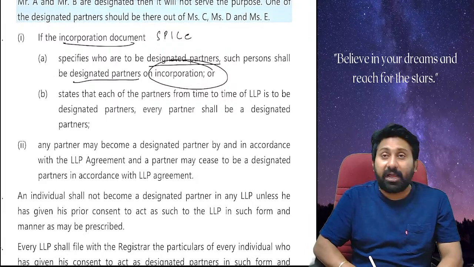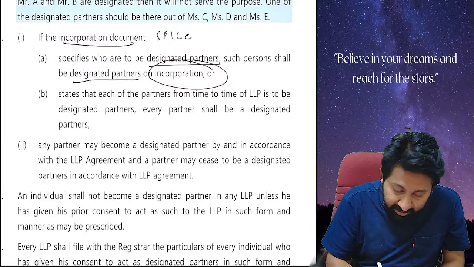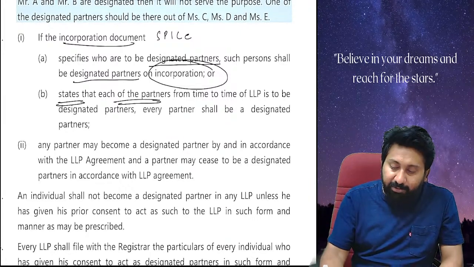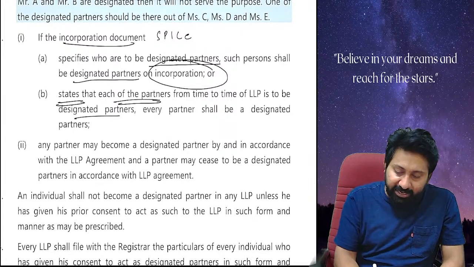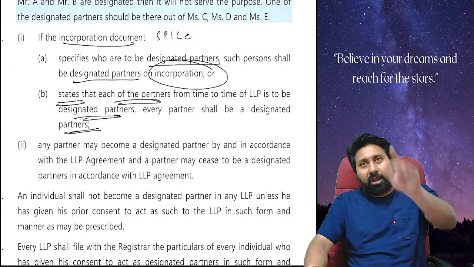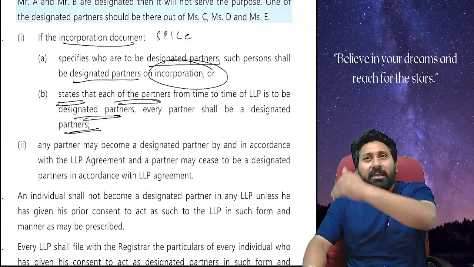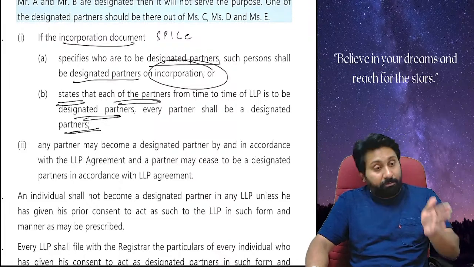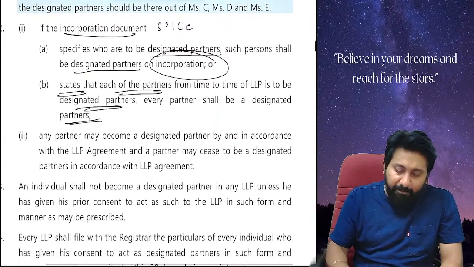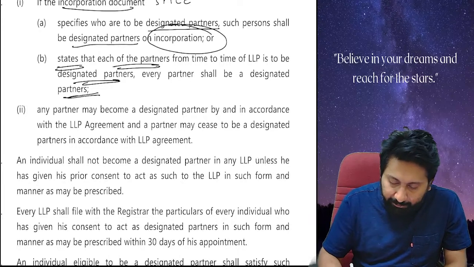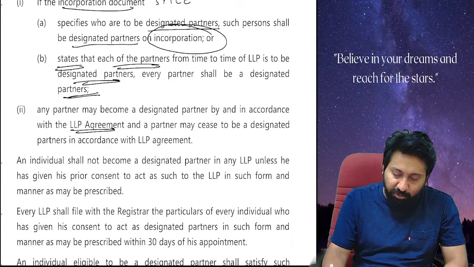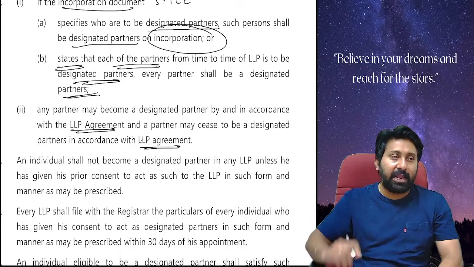Next, I didn't mention the names. If the incorporation document states that each of the partners from time to time of the LLP is to be a designated partner, every partner shall be a designated partner. It means if I write that all partners are designated partners, then every partner in the LLP will be both partner as well as designated partner. Any partner may become a designated partner by or in accordance with the LLP agreement, and a partner may cease to be a designated partner in accordance with the LLP agreement.